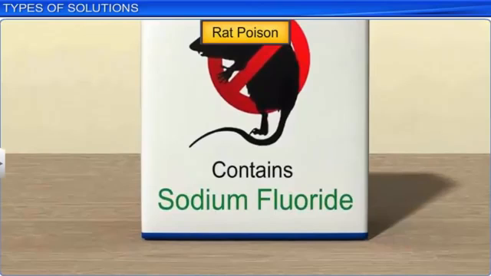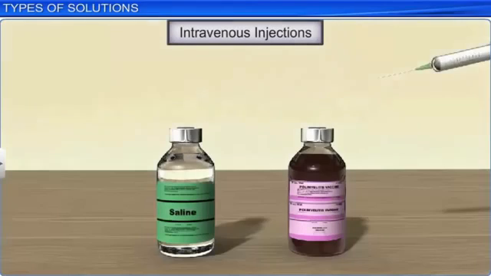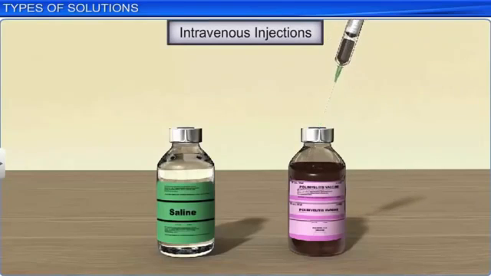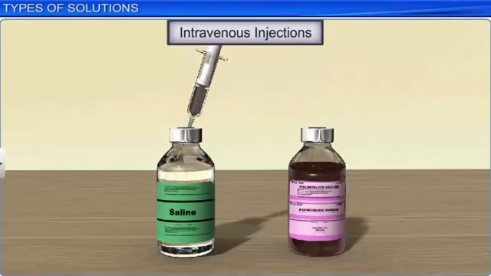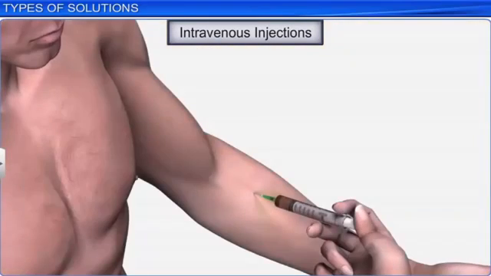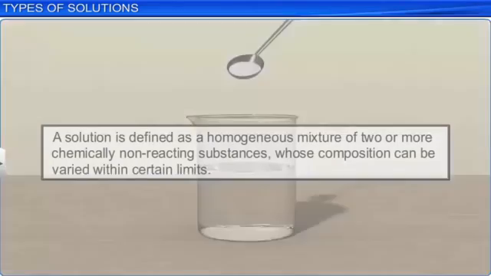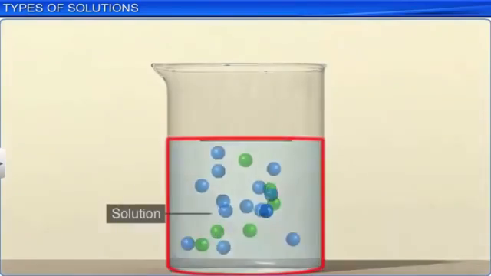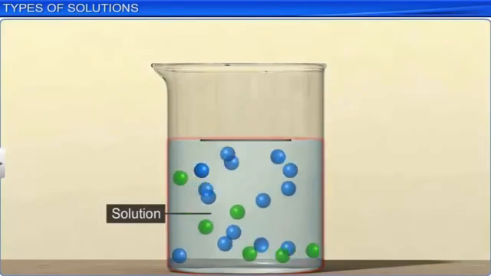Intravenous injections are always dissolved in water containing salts at particular ionic concentrations, so as to match the blood plasma concentration. A solution is defined as a homogeneous mixture of two or more chemically non-reacting substances whose composition can be varied within certain limits. A homogeneous mixture is one in which the composition and properties are uniform throughout.